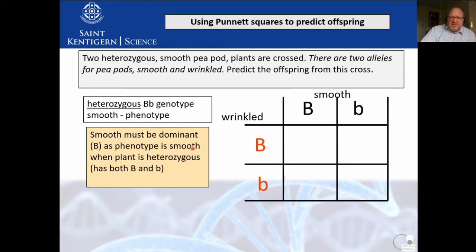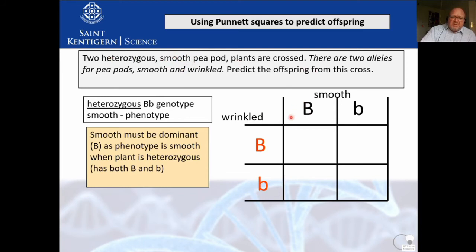Smooth must be dominant, as the phenotype of the smooth plant is heterozygous for both. Okay, so they are both smooth. Because they're heterozygous, we know that smooth has to be dominant. Does that make sense? If you're heterozygous, you have one of each, a dominant and a recessive. And if they tell you they are heterozygous and they are smooth, then you know that the dominant trait is smooth.